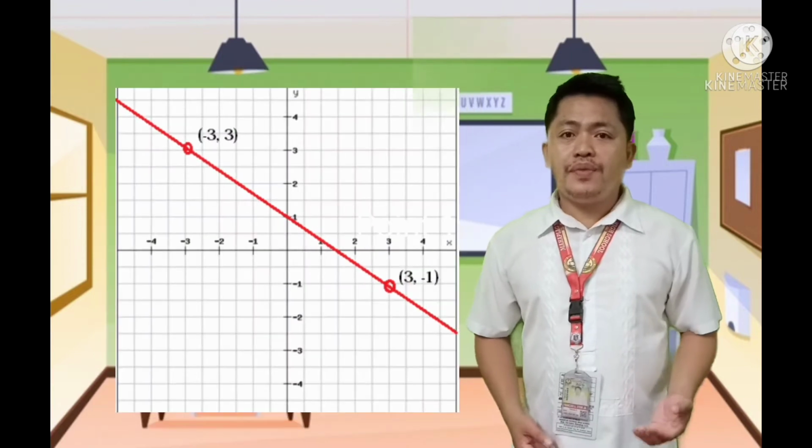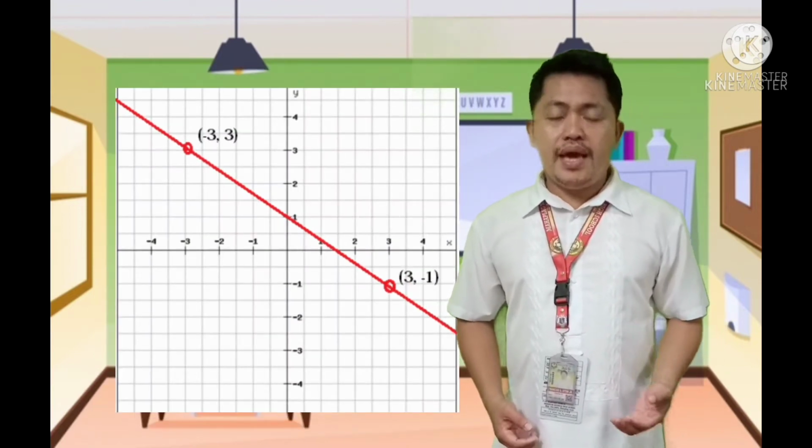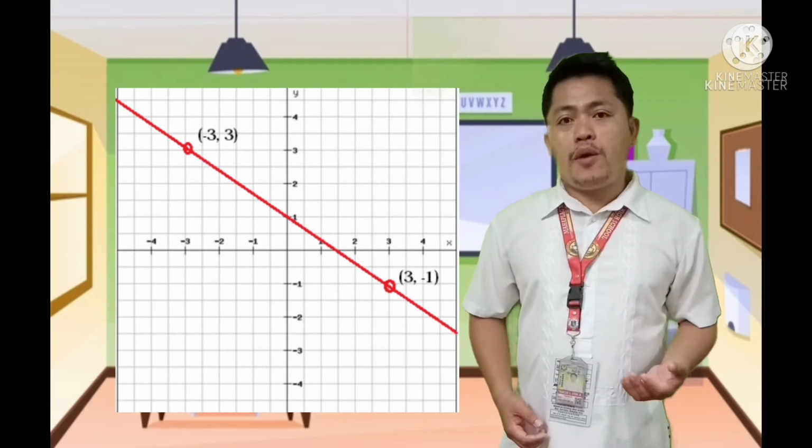Before I introduce our topic today, let's first have a short review of our previous lesson. We have learned that in graphing linear equations in two variables using 2 points, we need to plot these 2 points on a Cartesian plane and connect them to form a line.